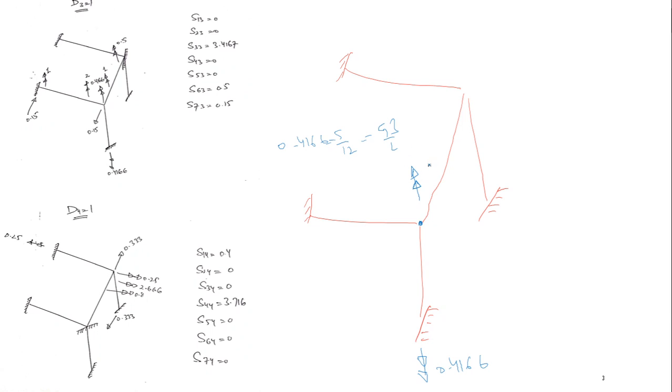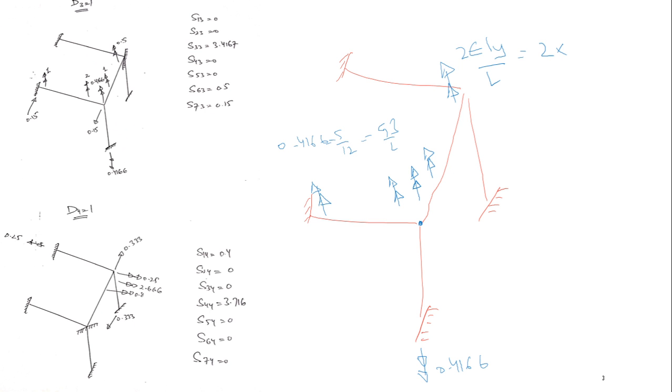0.4166. Shoulder moments here, here, here, and here. The magnitude would be 2EIy by L. Now EIy in the y direction is 10, and this is 40 feet. So 2 into 10 divided by 40 gives us 0.5. That's why it is 0.5 here.